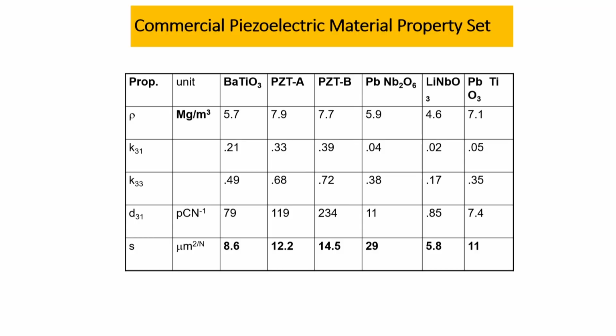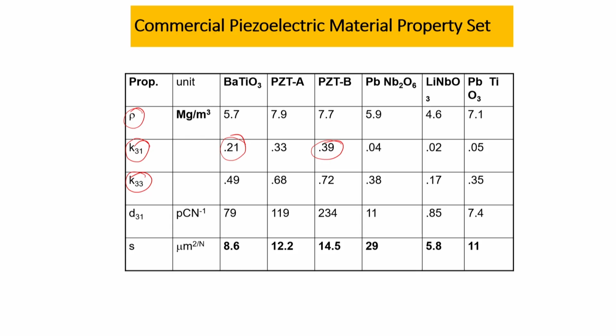You can see here that we have given different properties: density, K31, K33. Now, this 31 and 33 signify that 3 is the direction of application and 1 is the direction of sensing. So, you can see barium titanate has a low coupling coefficient, whereas lead zirconate titanate has a better coupling.